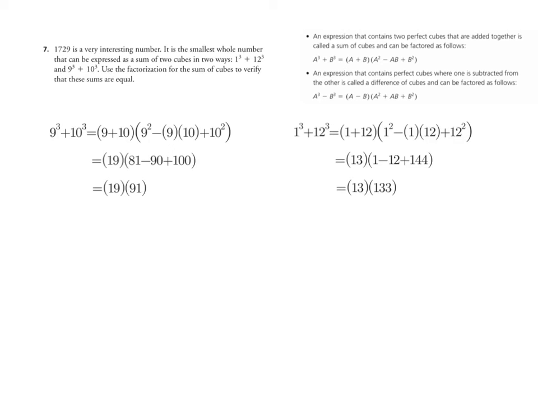I guess to make it a bit more obvious, you can see that 91 is just 7 times 13, and 133 is just 7 times 19. And now we can see that 19 times 7 times 13 is obviously 13 times 7 times 19. So indeed, they are both equal.